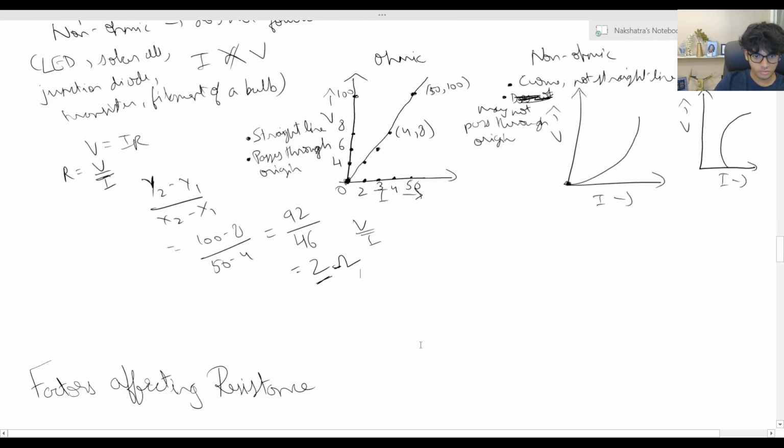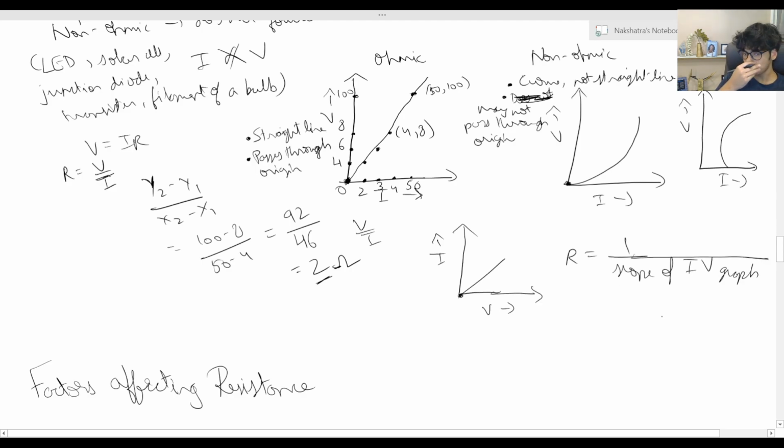Now, how they trick you is, sometimes they'll give you a graph and they'll say find the resistance, but what they'll do is they'll make this an IV graph instead of a VI graph. So for this you will have to find the slope and then you'll have to reciprocate it. So here R is equal to 1 upon the slope of the IV graph. That is the resistance.